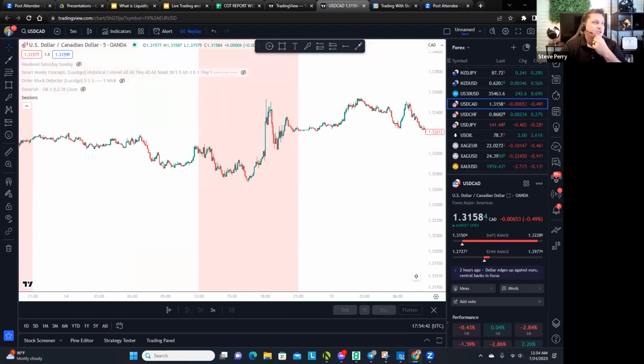So let's look at some of these other questions here. Yeah, it sounds like we already talked about that. For your entry, do you fuss with an LTF signal of some kind, or just get in anywhere once it hits your liquidity zone? Yeah. So for me, and with your other comment too, I don't look at volume as much.